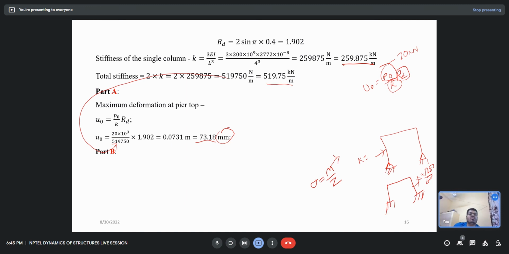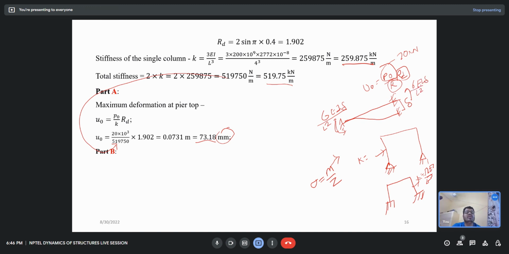If you have gone through your UG courses, if a beam is fixed and it is deflected by delta, what will be my bending moment? 6 EI delta over L square. This is for the fixed end.